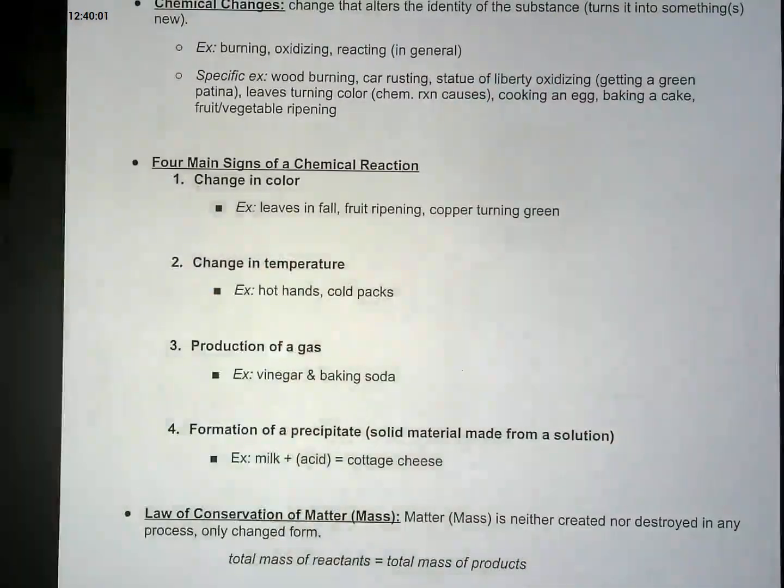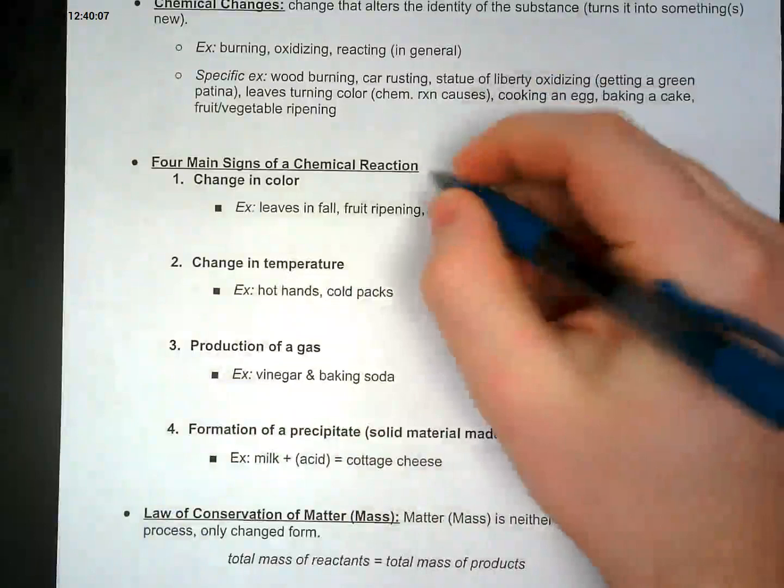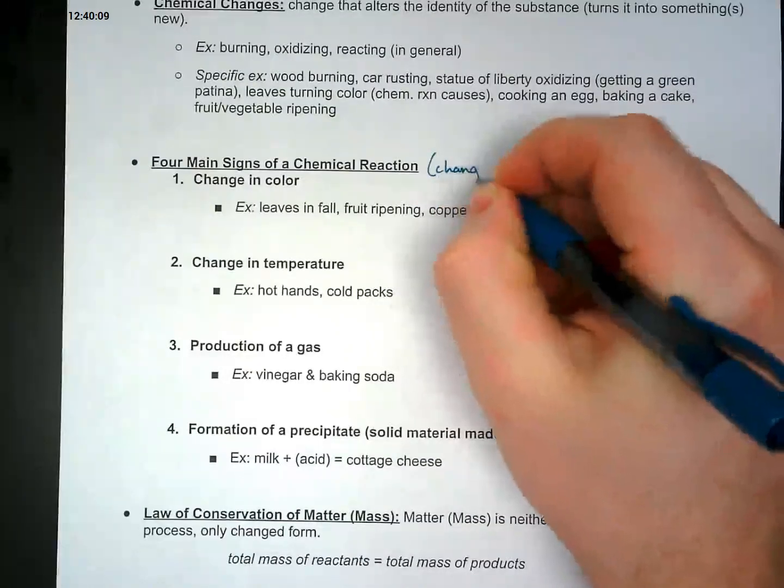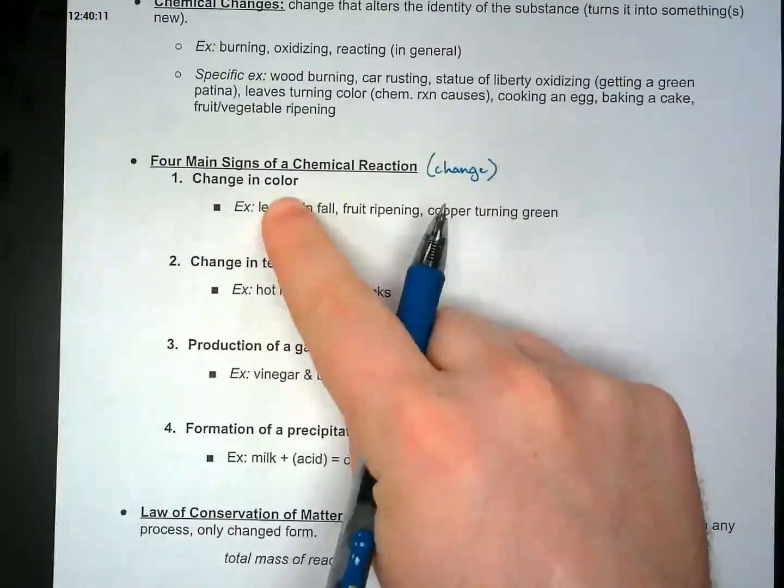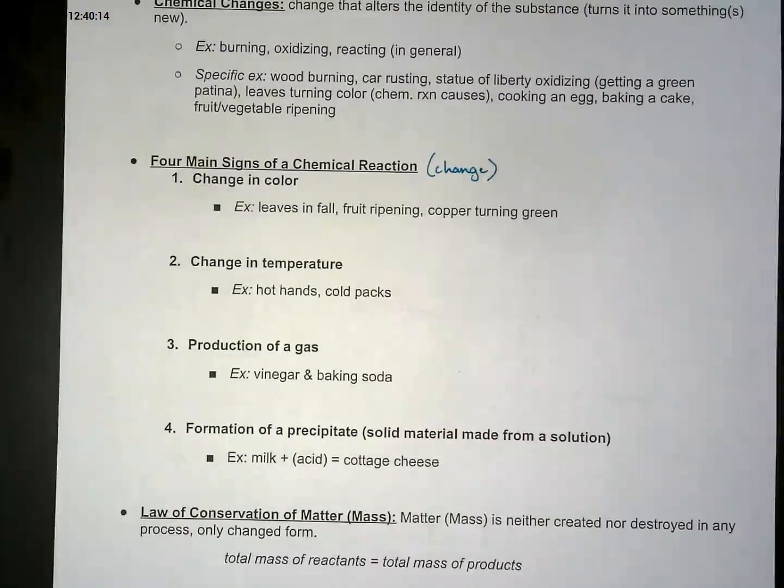And then here are four major signs that tell you that a chemical reaction, that a chemical change, has occurred. The first one is a change in color. A good example is the leaves changing color on a tree. If you see something changing color, it's probably going to be a chemical change.